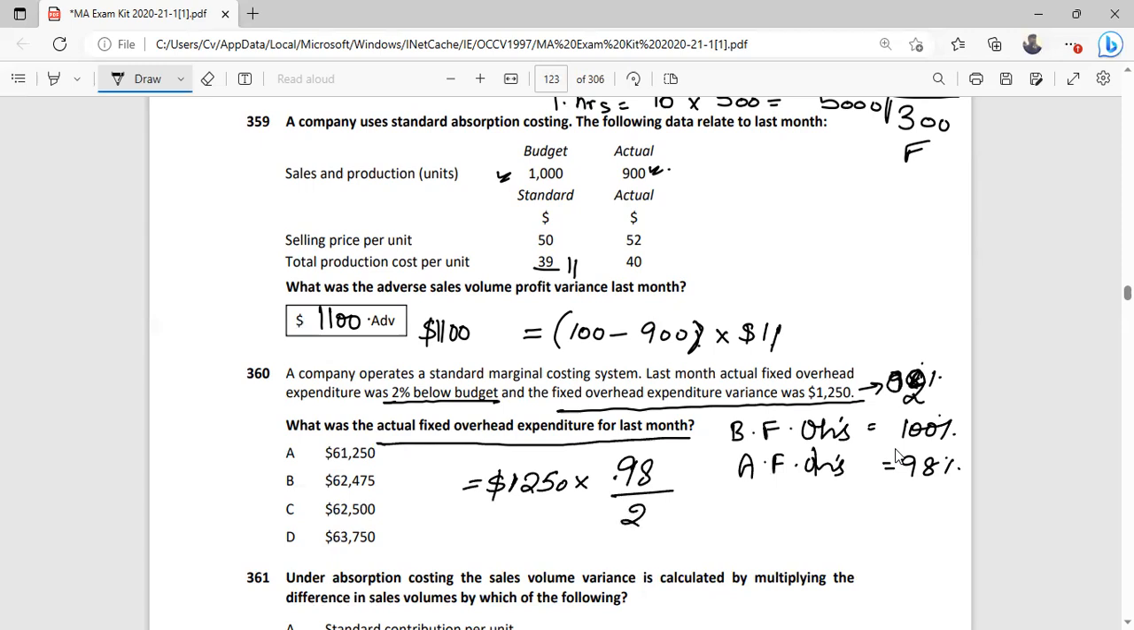For percentage, you can say 0.98 and 0.02. So the answer is 61,250. This is our actual fixed overhead. Any question?